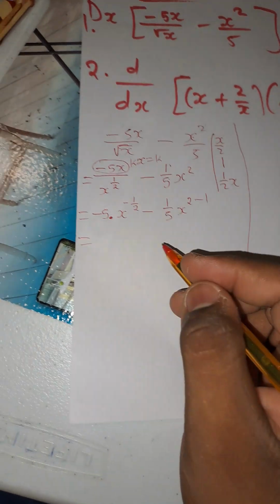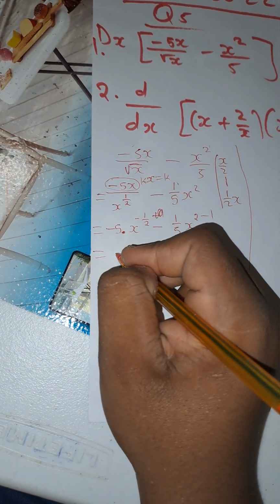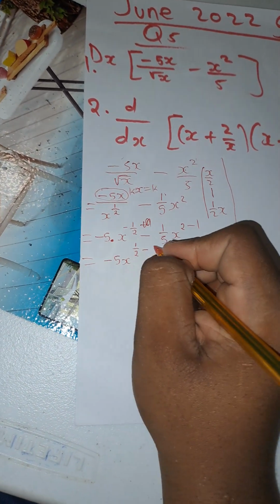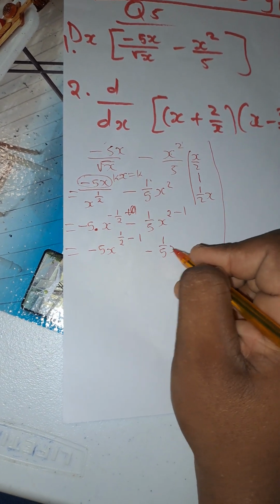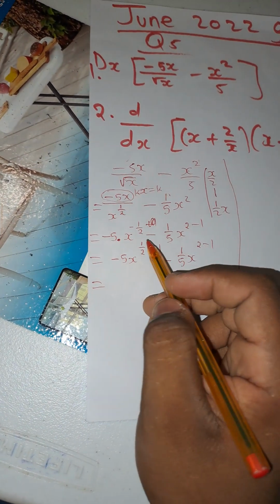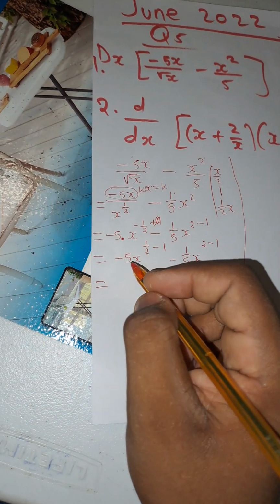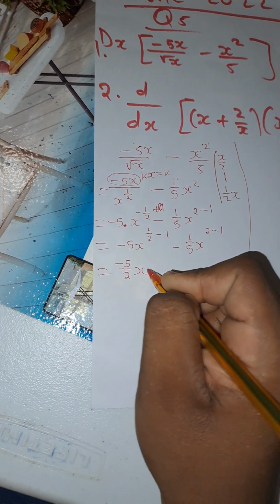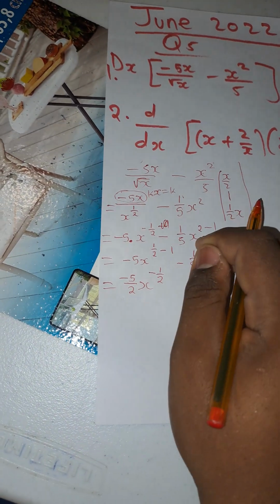Let's continue. Even this side I can do that, minus 1. So let me do it here. So it will be the same as minus 5x to the power of 1 over 2, and then minus 1. And then it will be what? Minus 1 over 5x to the power of 2 minus 1. So for this one, what is half times 5? It is what? 5 over 2, but it is negative. So it will be minus 5 over 2x. And then 1 over 2 minus 1, it will be what? Minus 1 over 2.